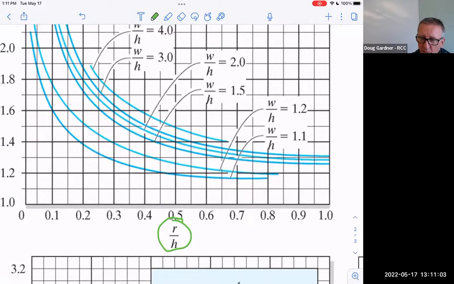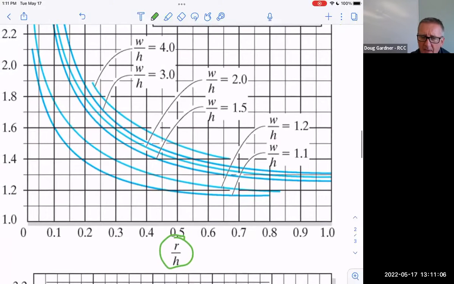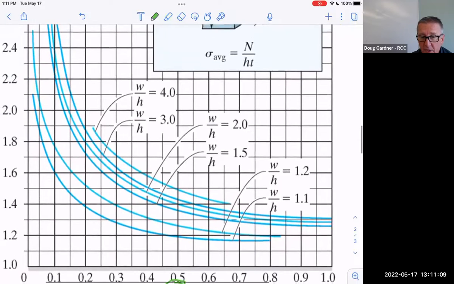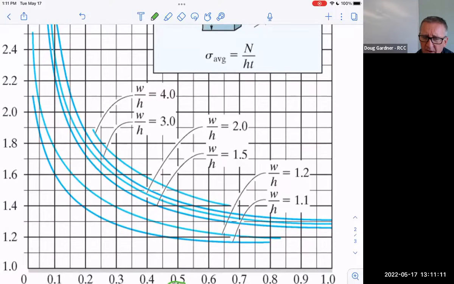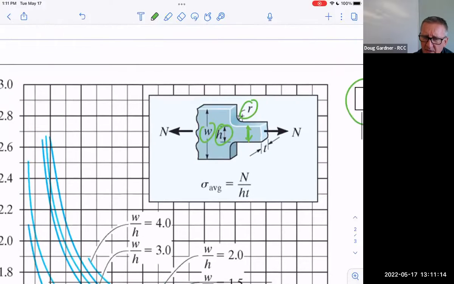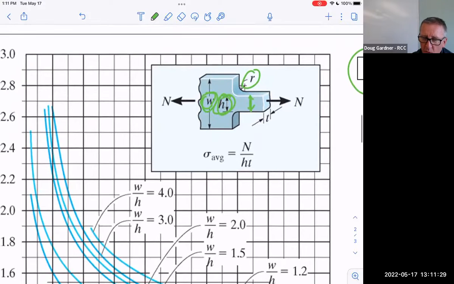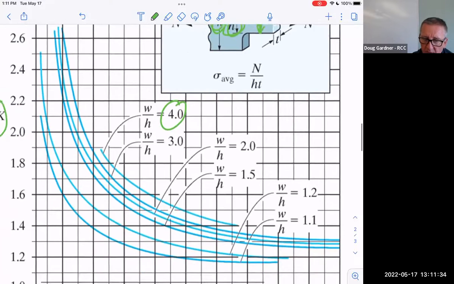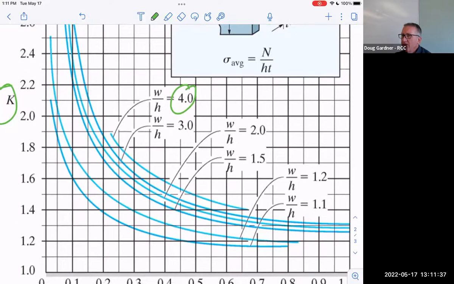If I divide those two measurements by each other, then I can look in this table. Where do I look? Notice all the different lines. There's a W over H number too. What the heck is W over H? It's the width of the taller part versus the shorter one. What's the transition, what's the ratio? So this 4 would mean it's 4 times taller than it is down in this section over here. You look at those two numbers and that reads a K value off of it. Now you know what to multiply the normal stress by.